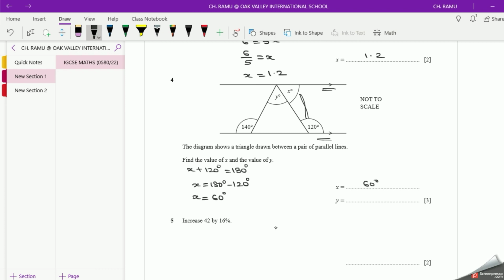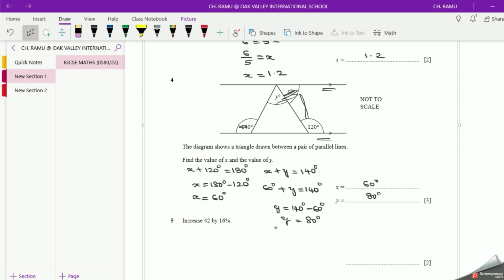If these two lines are parallel, these two angles are alternate interior angles. If two parallel lines are intersected by a transversal, then alternate interior angles are equal. That is, x plus y is equal to 140 degrees. The value of x is 60 degrees, so y is equal to 140 degrees minus 60 degrees, which is 80 degrees. That was question number 4.